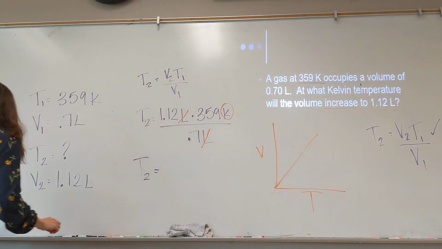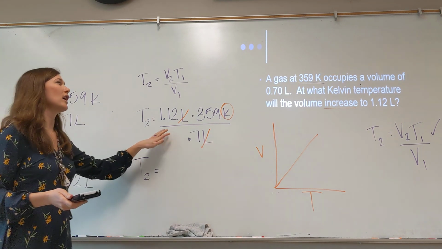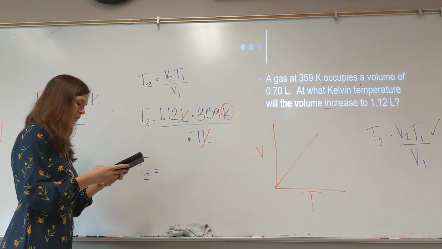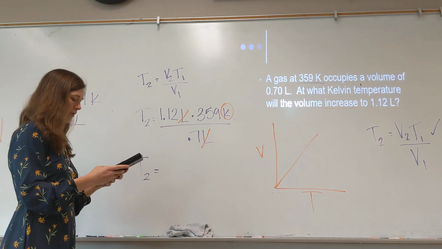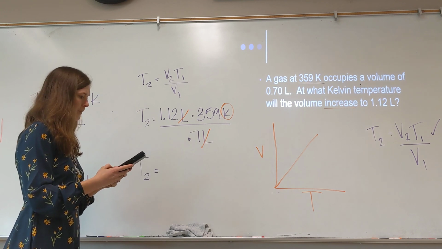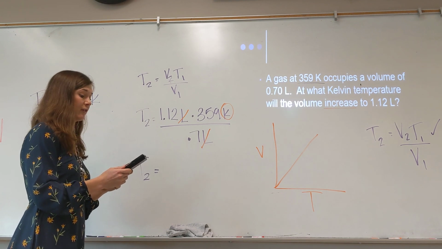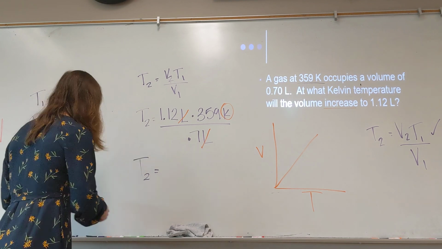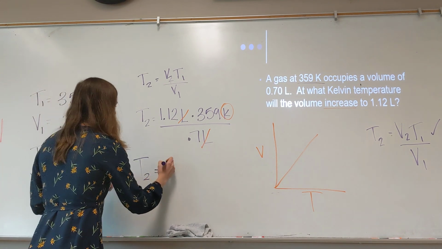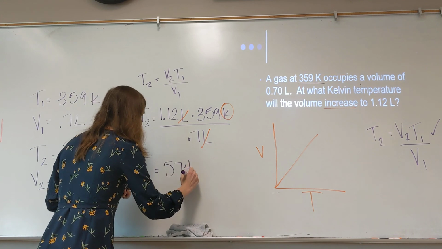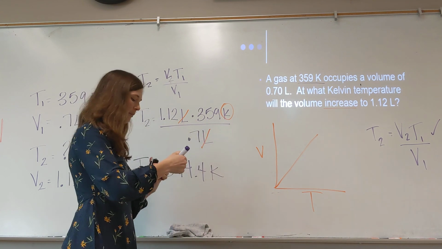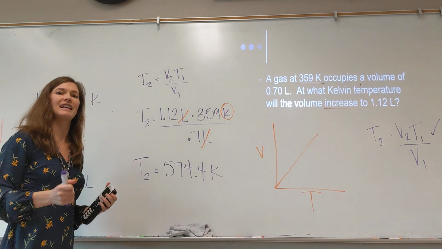So we're going to solve, and our check is going to be to make sure that that number is bigger than 359. And I get 574.4. I would say that is definitely bigger than 359 Kelvin. My units are Kelvin because the liters canceled and I'm left with Kelvin. And that is it for Charles' Law.